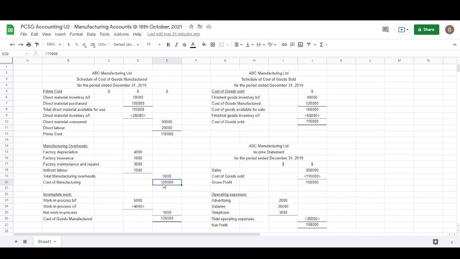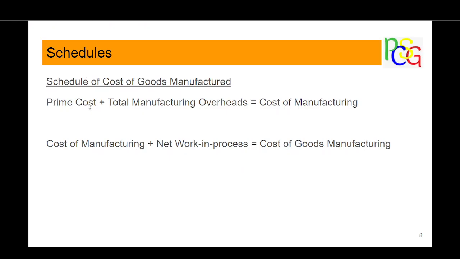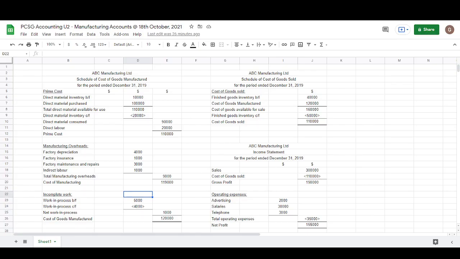As I have here, our cost of manufacturing is 109,000. According to our notes, after we determine our cost of manufacturing, the next piece we need is our net work in process. As we said earlier in the lesson, net work in process is any work that is incomplete. That's why I have this section titled incomplete work at the end of the accounting period.